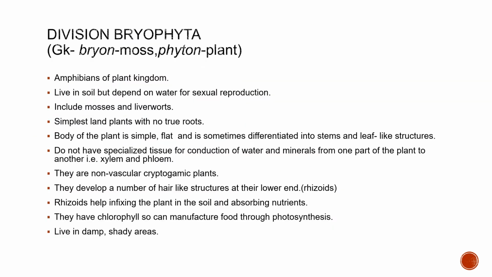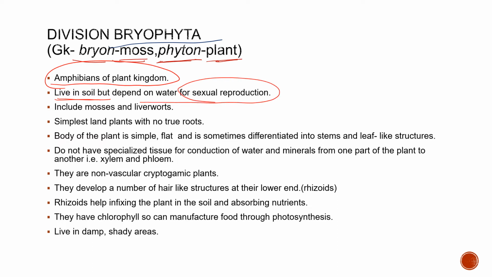Now moving to Bryophyta, what does the name suggest? In Bryophyta, bryon means moss, and phyton, as we discussed in the previous one, means plant. These Bryophyta are called the amphibians of the plant kingdom. Why are they called the amphibians of the plant kingdom? They are called amphibians because they live in the soil, but they always depend on water for sexual reproduction. So these plants need water for sexual reproduction.